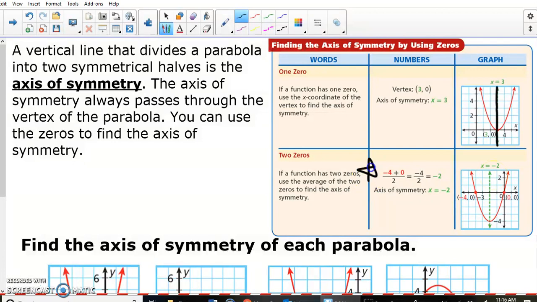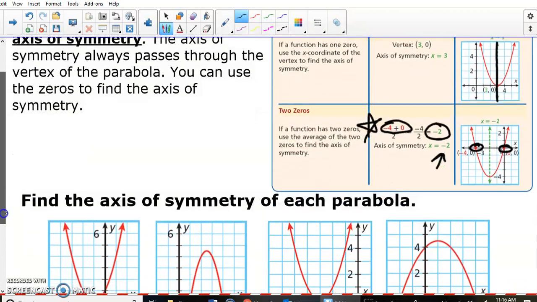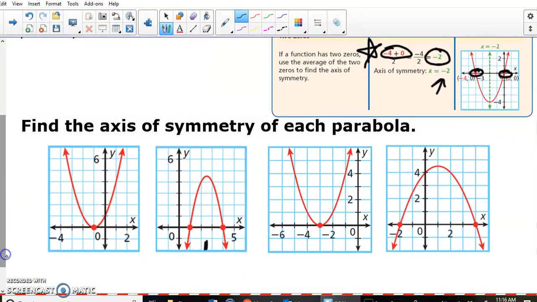So if that's the case, what we're going to do is average our two zeros. We're going to find each zero, so -4 and 0, and that's what they put right here. We add those together and then divide by 2, and that will tell us what our axis of symmetry is. So in this case, our axis of symmetry would be x equals -2. Okay, so that's just a surefire way that will get you the axis of symmetry, if you're not 100% sure just looking at the graph, or if it's not even graphed for you and you're just given an equation.